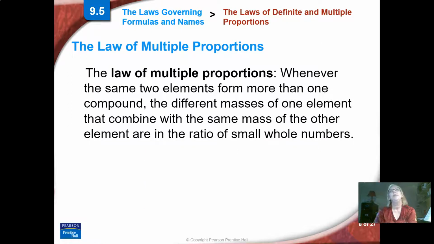The law of multiple proportions: whenever the same 2 elements form more than 1 compound, the different masses of one element that combine with the same mass of the other element are in the ratio of small whole numbers. So that sounds complicated. Let's see what that means.